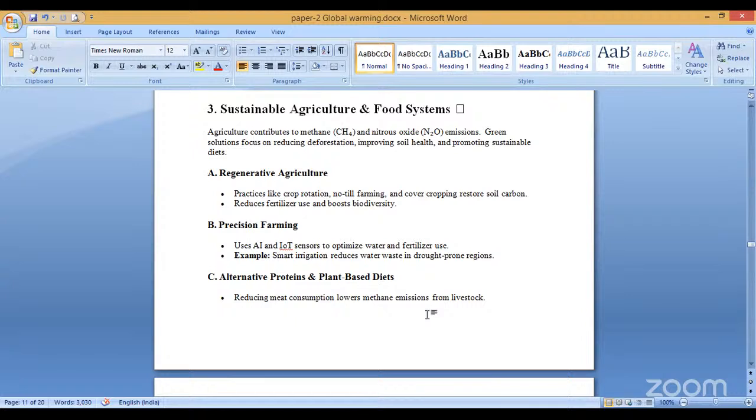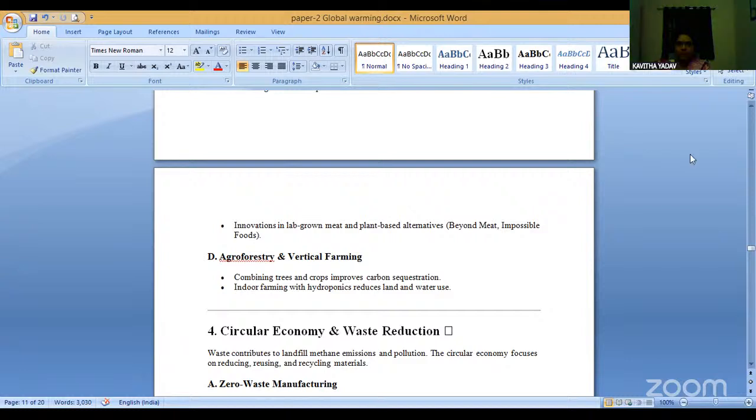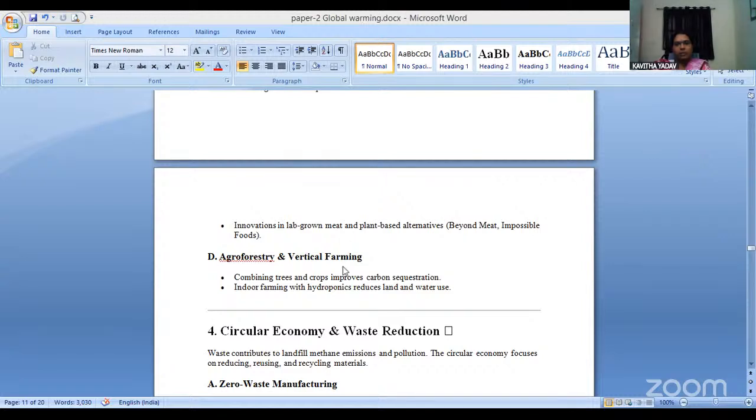Smart irrigation reduces water waste in drought-prone regions. Alternative proteins and plant-based diets reduce meat consumption and lower methane emissions from livestock. Innovations in lab-grown meat and plant-based alternatives.